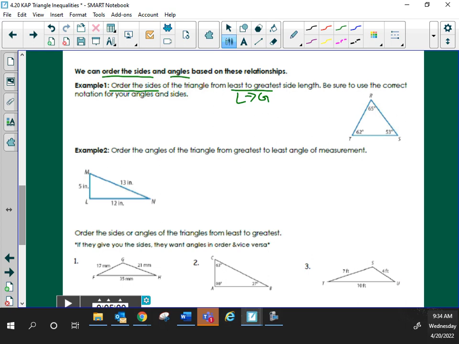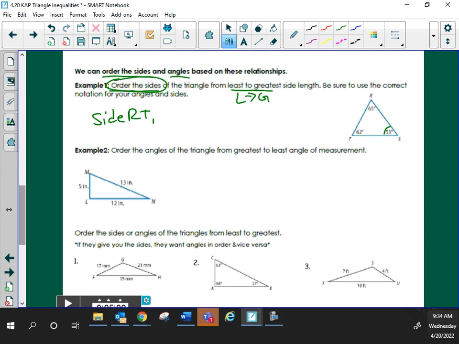So, what do we notice about this triangle? They gave me the angle measures, but it tells me to order the sides. So we have to use the information to do that. We want to start least to greatest, so which angle do you want to start with? The smallest, angle S. So that's my smallest angle. What side is that controlling? TR or RT. Okay, so side RT.